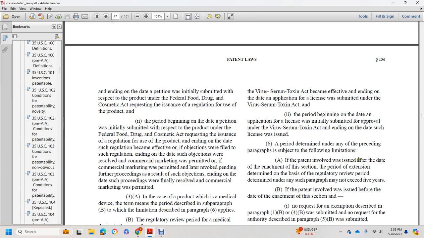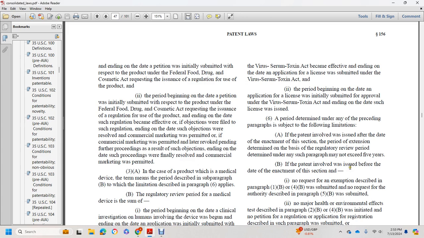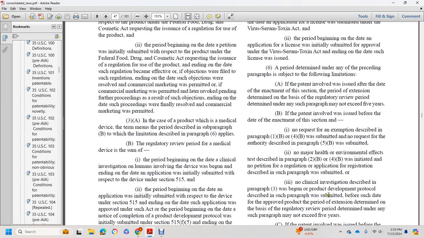A, if the patent involved was issued after the date of the enactment in section, the extension is determined on the base regulatory review period, not exceeding 5 years. If the patent involved was issued after the date of the enactment in section, and no request for exemption described in paragraph 1B or 4B was submitted, and no request of the authority described in 5B was submitted.